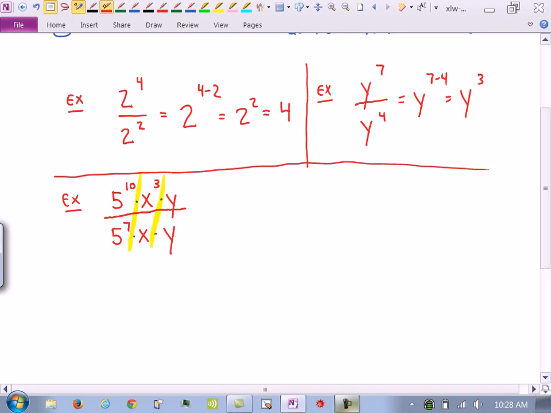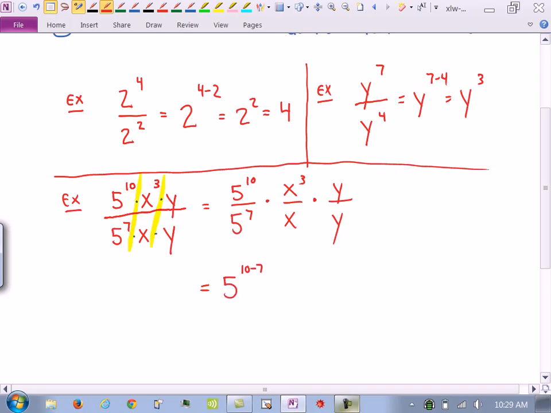So if I wanted to be really, really anal about this, I could write out the 3 separate fractions that I'm working on individually. You don't have to do this. I'm just trying to help you see it. I'm going to do 3 separate problems. Each one of those is like these above. So look at that 5 to the 10 over 5 to the 7. What does that become? 5 to the 10 minus 7, which is 3.